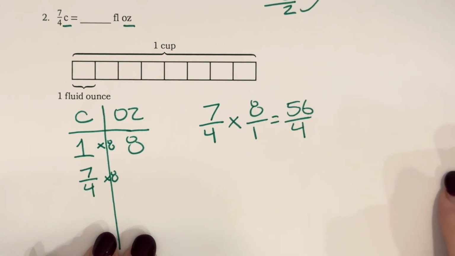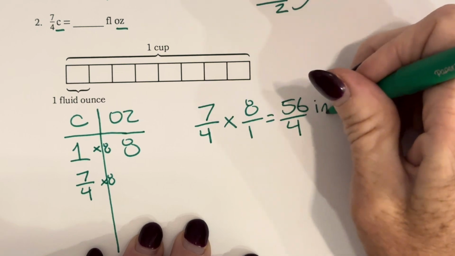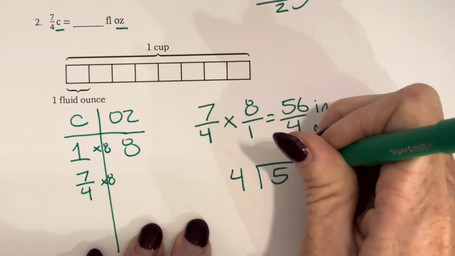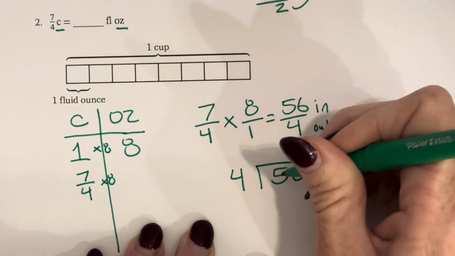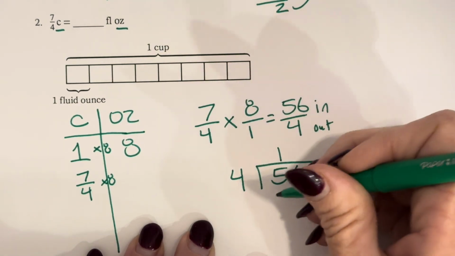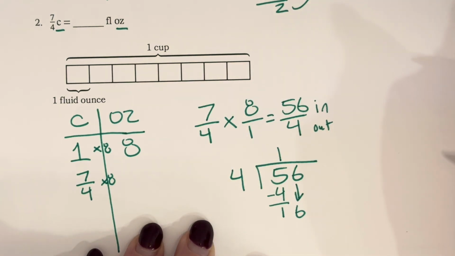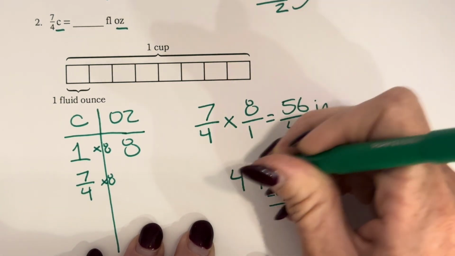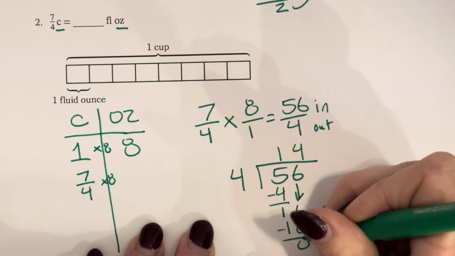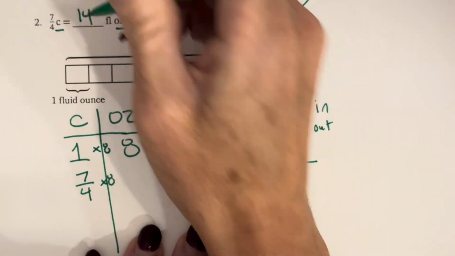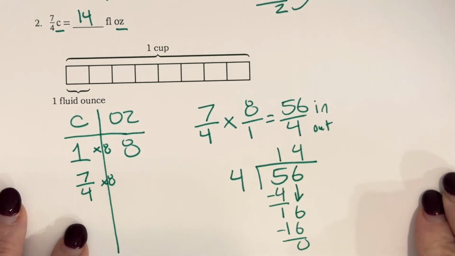So now we can do our in and out to fix our improper fraction. 5 can make 1 group of 4, and 16 can make 4 groups of 4. And we have nothing left. So our answer is 14.